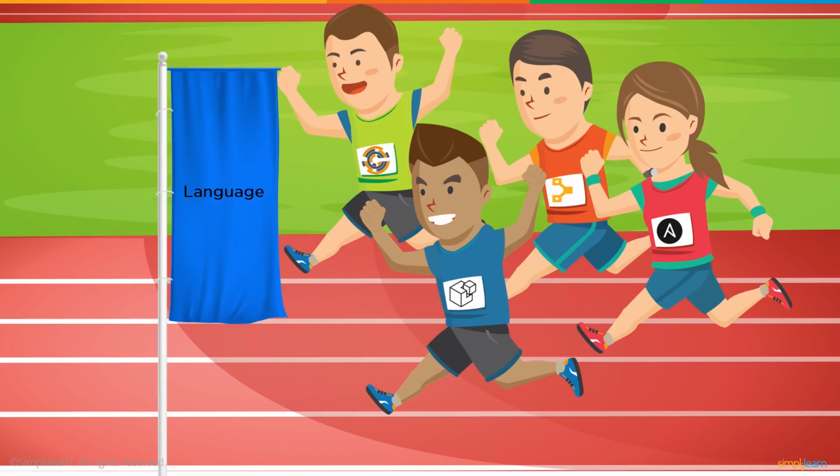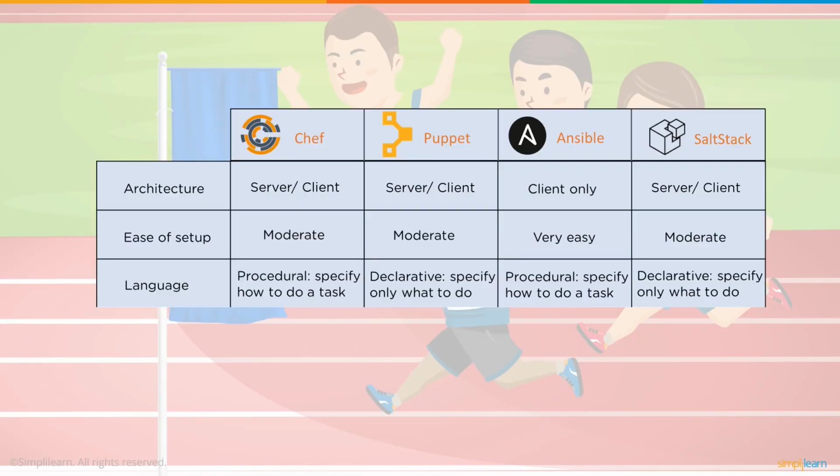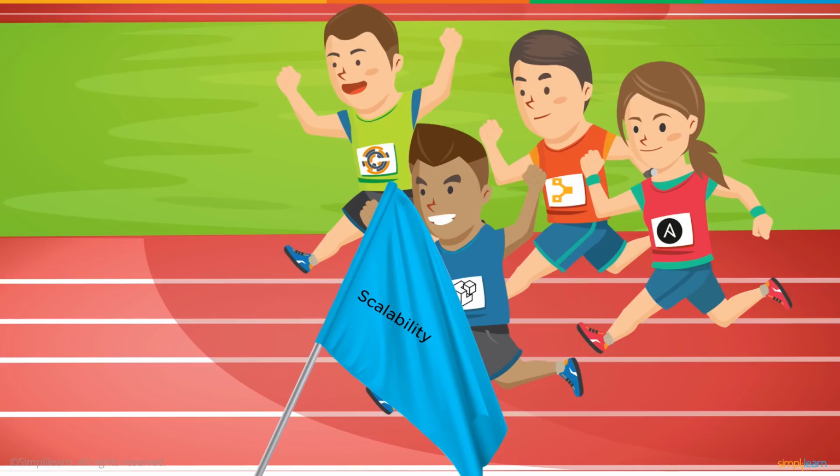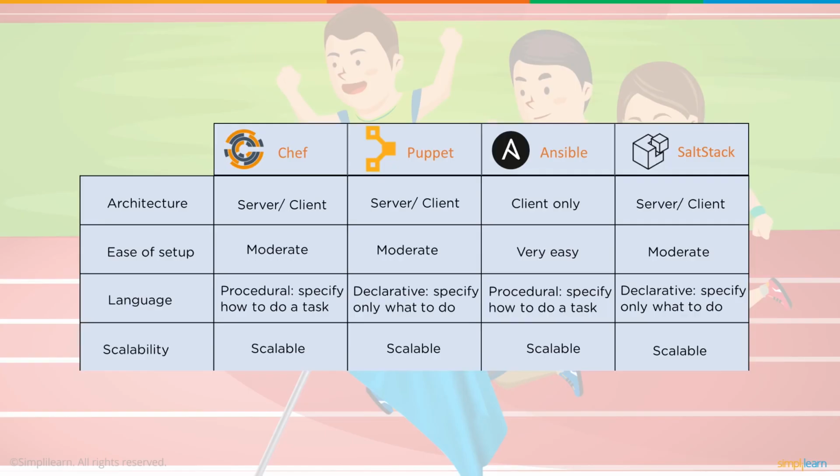Let's talk about the languages that you can use in your configuration. We have 2 different types of language, with both Chef and Ansible being procedural in that they actually specify how you're supposed to do the task in your instructions. With Puppet and SaltStack, it's declarative, where you specify only what to do in the instructions. Let's talk about scalability. Which tools scale the most effectively? As you can imagine, all of these tools are designed for scalability. That is the driver for these kinds of tools. You want them to be able to scale to massive organizations.